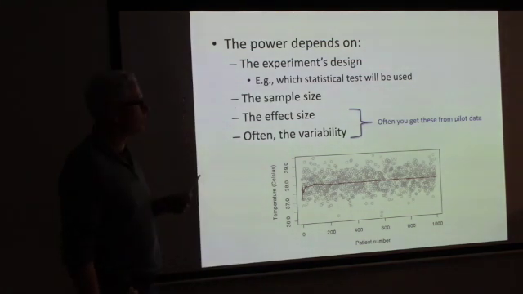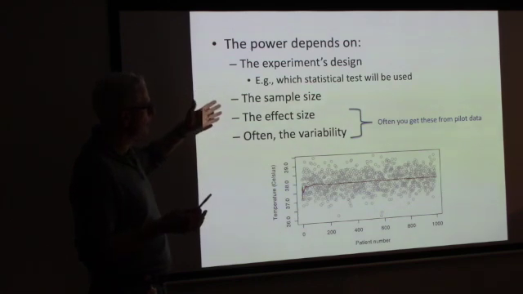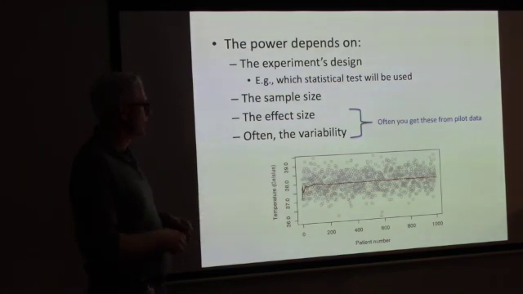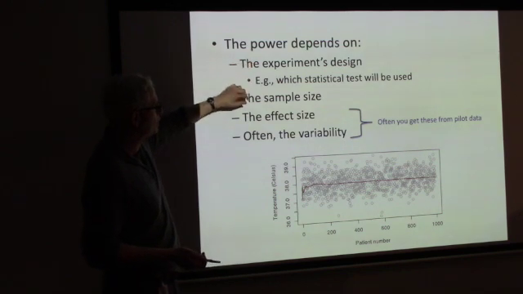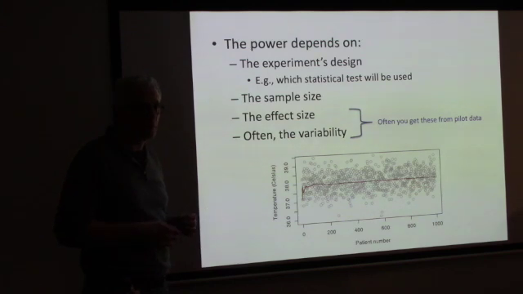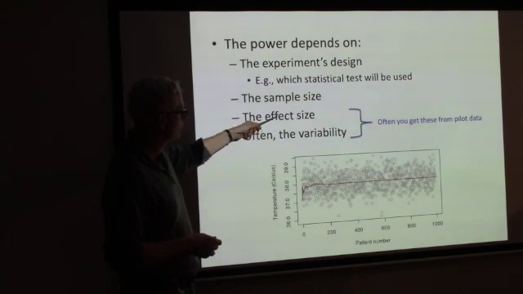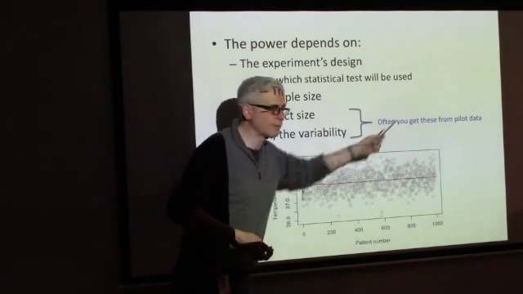So, if you're applying for a grant and you want to do a power calculation, you're going to need to hypothesize, say that I think the effect size is this, and I think the variability is that, and therefore, with this experiment's design and this sample size, I'll have an 80% chance of getting a significant result. Often, in order to do that, you need to have some reason to say that you think the effect size is X and the variability is Y, and often you get that from pilot data.